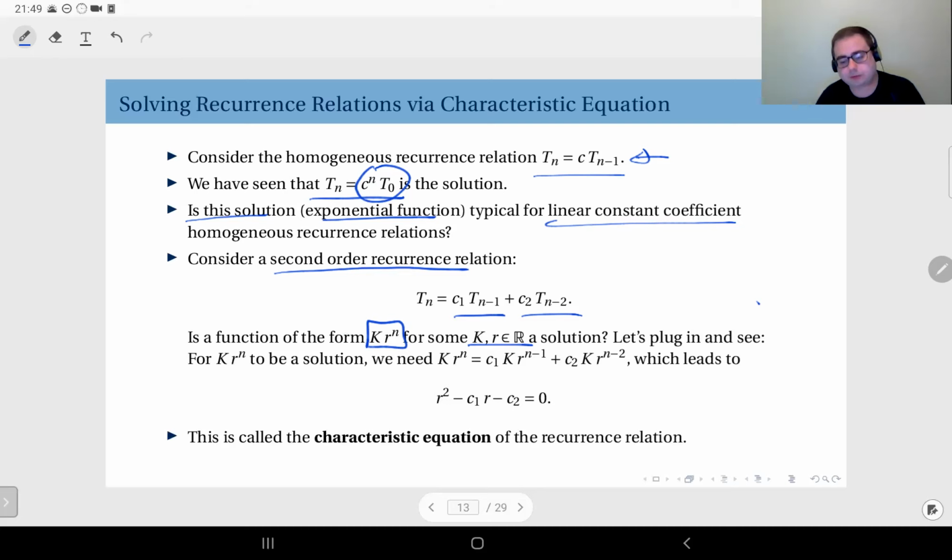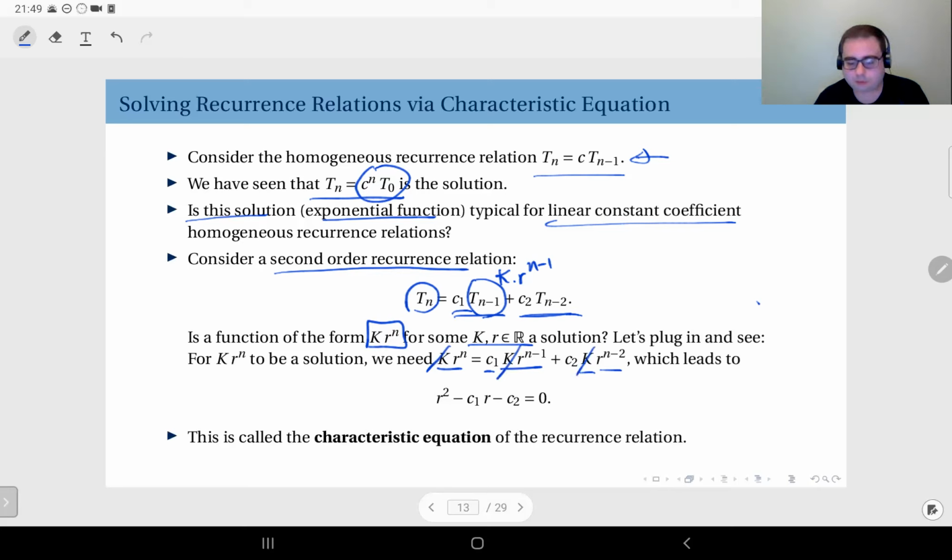And to try this, just plug in this function into the recurrence relation. So into Tn, just put k times r to n. Into Tn minus 1, I need to put k times r to n minus 1, right? Because k is a constant, and r to n becomes r to n minus 1. And C1 is the coefficient, plus C2, k times r to n minus 2. Now you see all sides have k. Therefore, I can cancel k out.